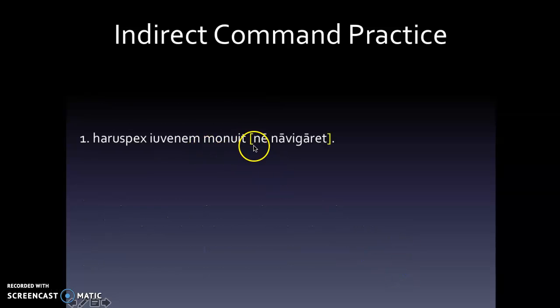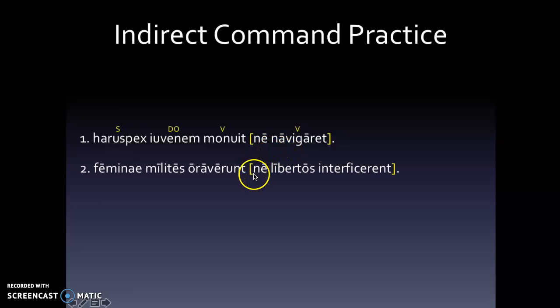All right, so we've got our indirect command here, starting with ne, ending with a subjunctive. We've got a nominative subject, accusative direct object, a verb. Inside of our indirect command, we have a subjunctive verb. So the soothsayer warned the young man not to sail. For number 2, we have ne starting an indirect command, subjunctive ending it, nominative subject, accusative direct object, our main verb. Inside the indirect command, we also have an accusative direct object and a verb. So the women begged these soldiers not to kill the children.